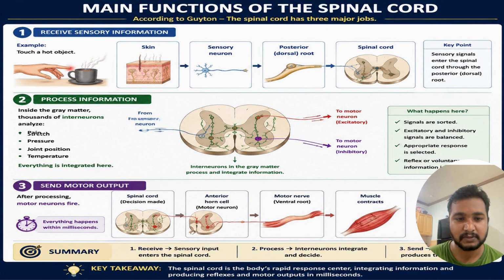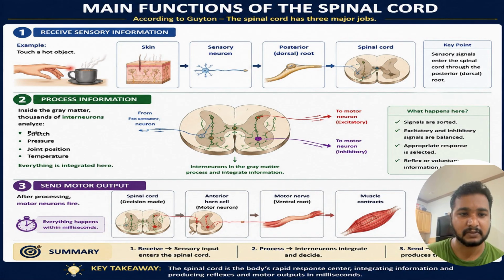Now let's look at the three main functions of the spinal cord. Everything the spinal cord does can be understood in three simple steps: input, processing, and output. First, receive sensory information. Imagine you accidentally touch a hot cup. Receptors in your skin detect the heat and generate a nerve impulse. This impulse travels through a sensory neuron and enters the spinal cord through the posterior or dorsal root. This is the input to the spinal cord.